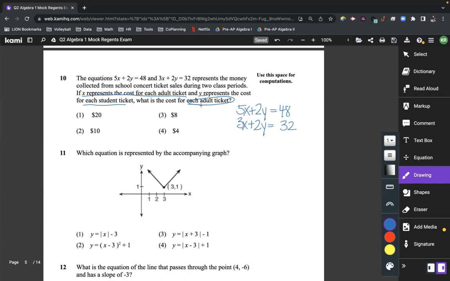I want to find out the cost for adult tickets, which means I need to cancel my y values. So since these two coefficients are the same, I'm just going to multiply this by negative 1. So this was a level 1 elimination problem that many of you guys did really well on throughout the year. So I'm not sure what the disconnect was. So I went ahead and distributed and just changed all my signs. 5x minus 3x is 2x. My y's cancel, equals 48 minus 32 is 16. Divide by 2 on both sides. X equals 8. So that means that the adult tickets cost $8.